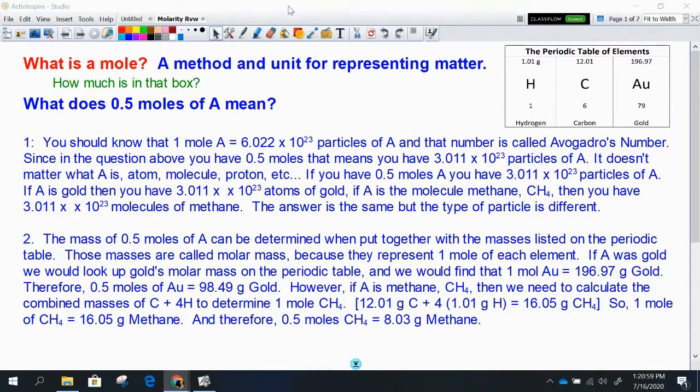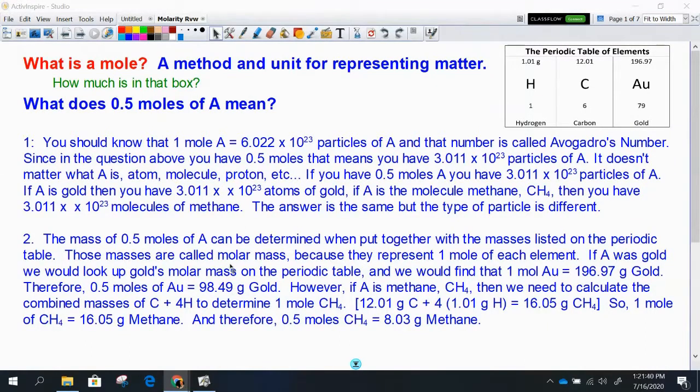If you go to the periodic table, you'll find the molar mass of any element by itself. And that's what we have in this video here. We have the molar mass of hydrogen, carbon, and gold. And so if you have 1 mole of hydrogen, you have 1.01 grams of hydrogen. If you have 1 mole of carbon, 12.01. If you have 1 mole of gold, 196.97. Now, again, in this example, you have 0.5 moles of A. So what would that be for gold? Well, since 1 mole of gold is 196, a half a mole would be half that. And that's pretty easy. You just divide 196 by 2, and you've got the mass of half of a mole.